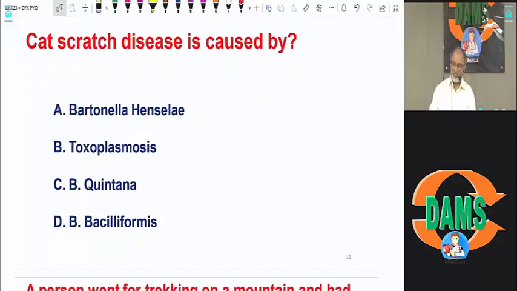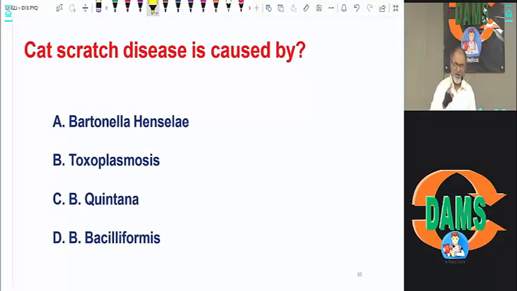Cat scratch disease. This you already studied in the workbook. If you know the workbook, you can answer. Bartonella henselae. Toxoplasma, cat is the reservoir, source.